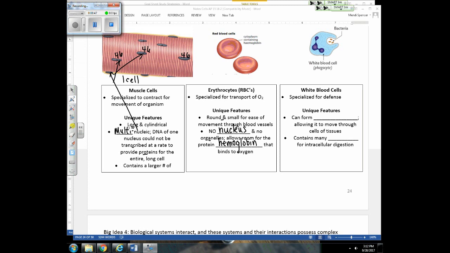White blood cells, again, easy type of cell to remember. They're specialized for defense. We talked about in pre-AP that they're going to contain many lysosomes. Lysosomes are the organelles that will break up particles inside of a cell. The job of the white blood cell is to go around and swallow or engulf foreign cells like bacteria cells. And then those bacteria cells are going to get digested by the lysosomes. So we see an abundance of lysosomes in your white blood cells.